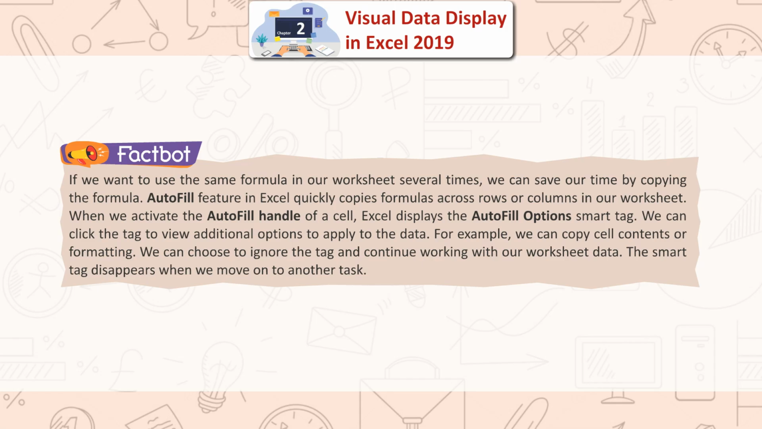Factbot. If we want to use the same formula in our worksheet several times, we can save our time by copying the formula. The AutoFill feature in Excel quickly copies formulas across rows or columns in our worksheet. When we activate the AutoFill handle of a cell, Excel displays the AutoFill Options smart tag. We can click the tag to view additional options to apply to the data. For example, we can copy cell contents or formatting. We can choose to ignore the tag and continue working with our worksheet data. The smart tag disappears when we move on to another task.